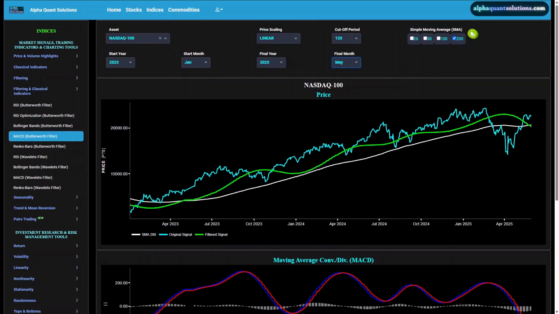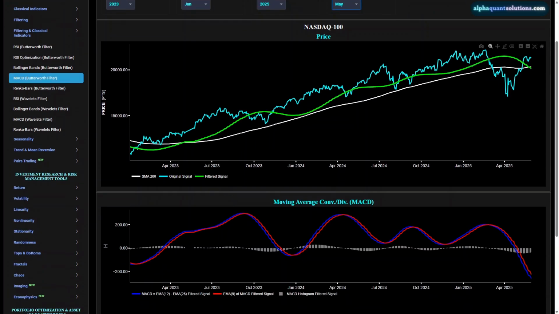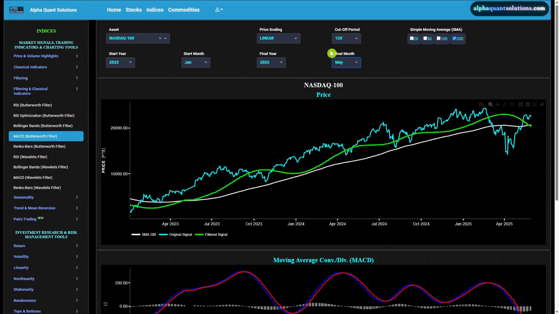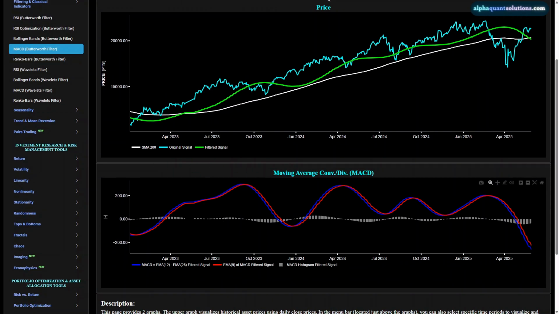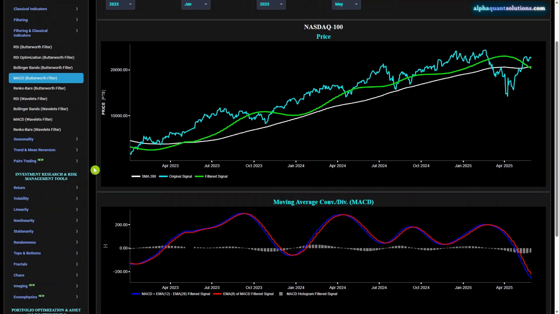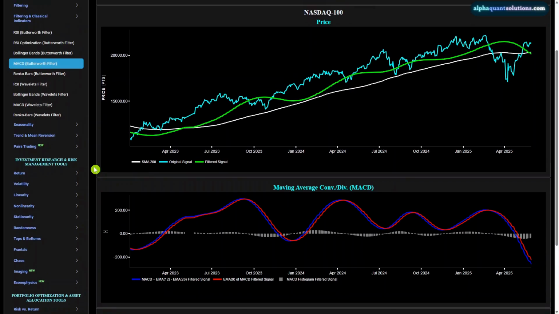And indeed, we want to visualize the SMA 200. So it's shown on the top graph in white. The green is the filtered price using the Butterworth filter, where we have selected here a cutoff period of 120 days, but you can adjust that if you want. And then we have the unfiltered price in light blue. The bottom graph shows the MACD signals, so the blue and red line, which are the EMA lines, and then in gray, the histograms. Now, let's focus on only the signals that are of interest to us.